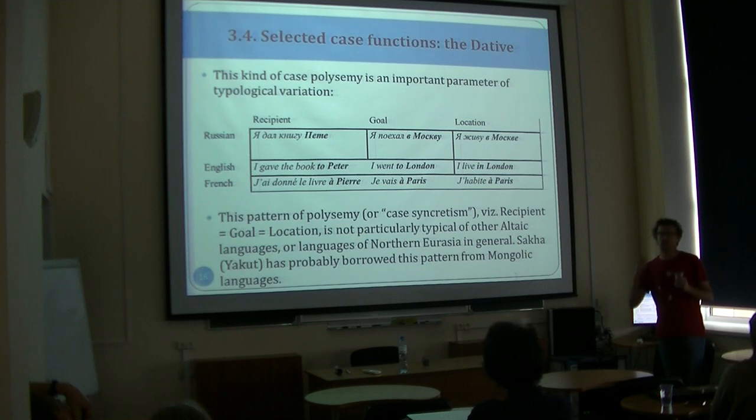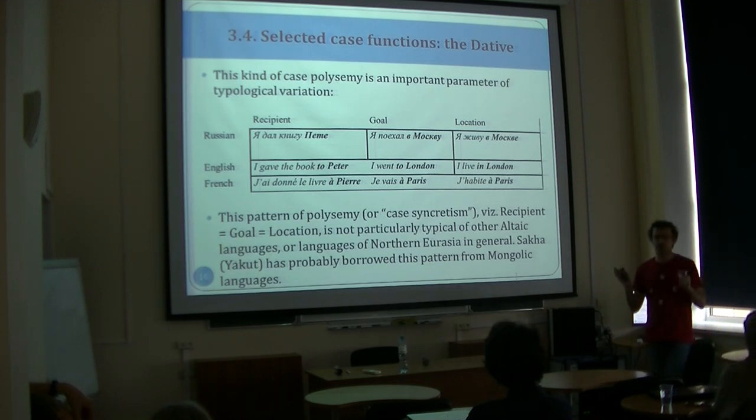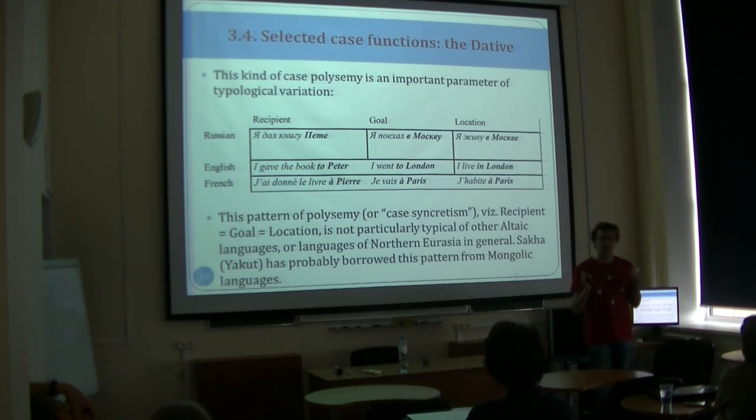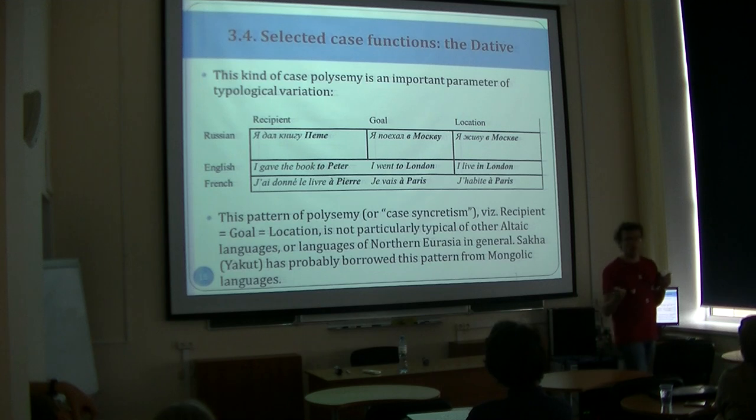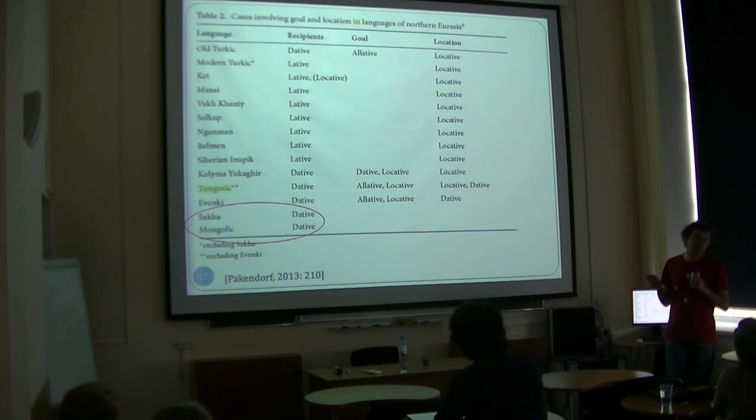However, although sort of attested elsewhere in the world, like in French, for example, this pattern is nevertheless, from a non-Eurasian perspective, mainly a specific trait of Mongolic languages. So I now use a table from Brigitte Pakendorf's work, and in my view, this table is probably not the most readable table we can think of, because it should be read as follows. So, for example, for Early Turkic, recipients are encoded by the dative, goals are encoded by the allative case, and location is expressed by a dedicated locative case.